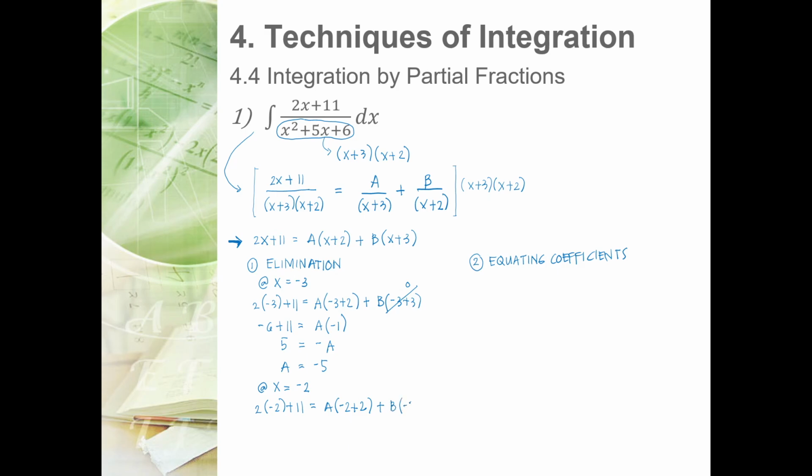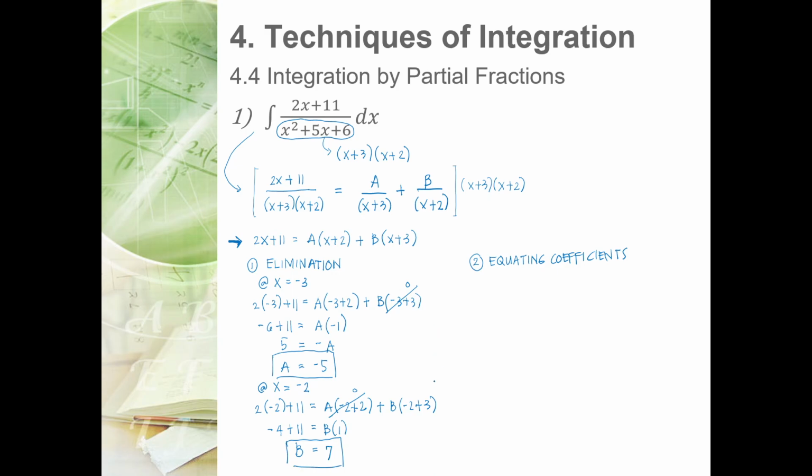So b times -2 plus 3. So again, notice that this one becomes 0. 0 times a is just 0. So this one is -4 plus 11. Then you're going to have b times 1. So this means that b is equal to 7. Okay, so this one is the method of elimination.